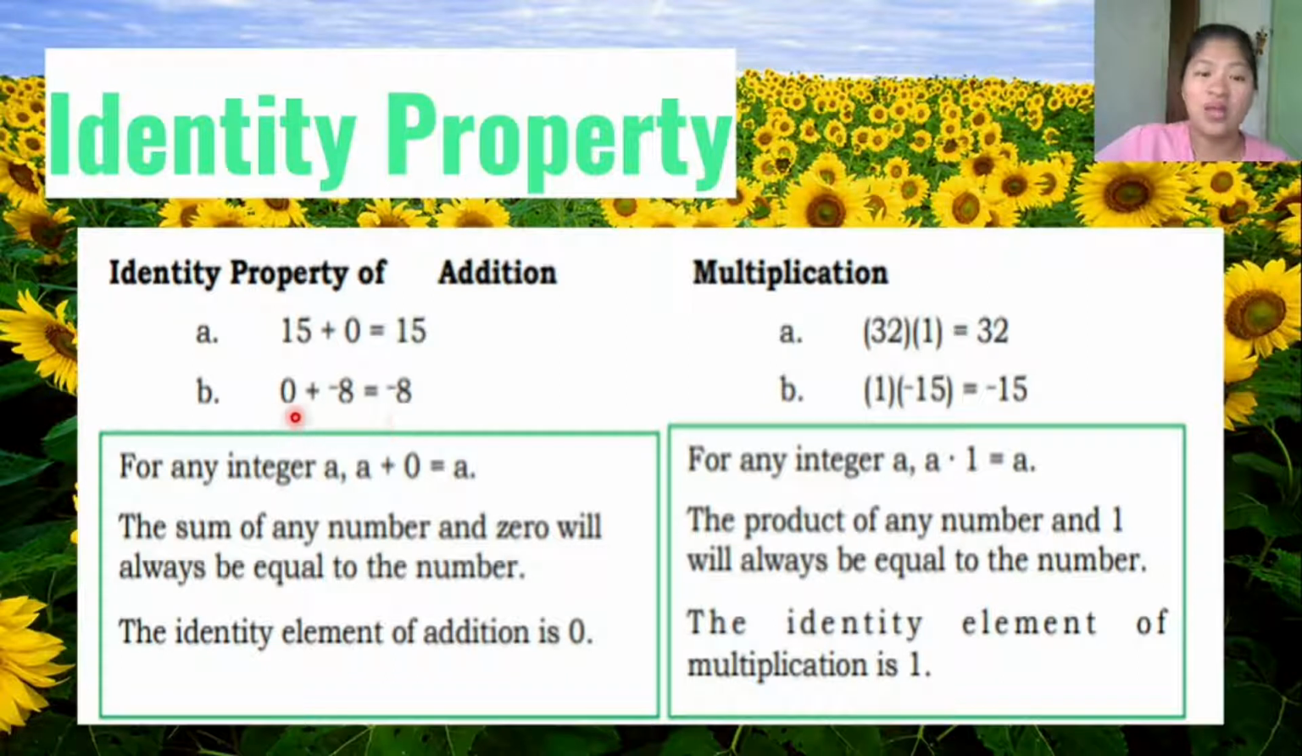So, 0 is what we call the identity element of addition. Again, that is called the identity element of addition.